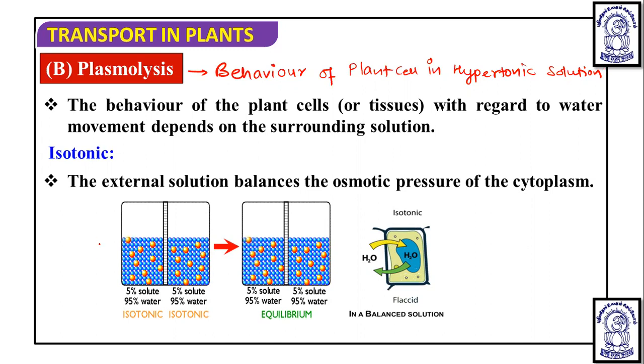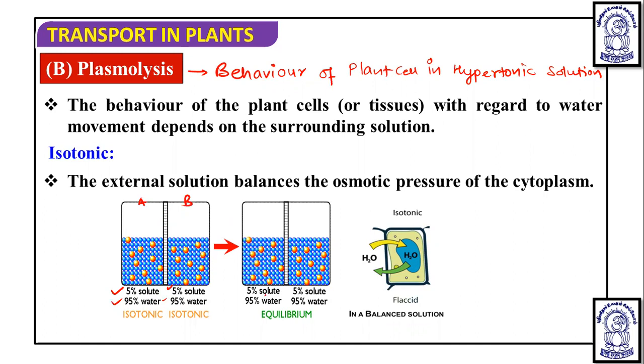Suppose this is the isotonic solution. This is system A and this is system B, both separated by a semi-permeable membrane. This has 5% solute and 5% solute here also, 95% water and 95%. Both are in isotonic condition. They have equal solute concentration in both solutions A and B, so they are in equilibrium.